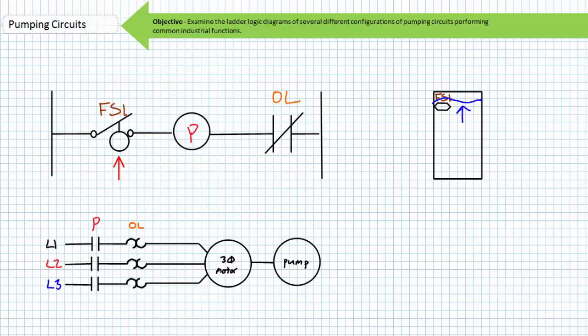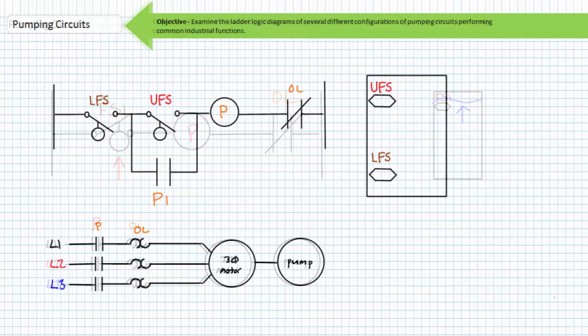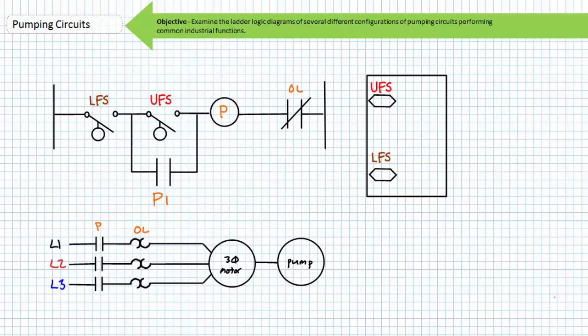The overload contact again protects the motor from sustained overload conditions. Let's step it up a notch and examine the ladder logic diagram of a pumping system designed to pump a certain quantity of liquid out of a tank.